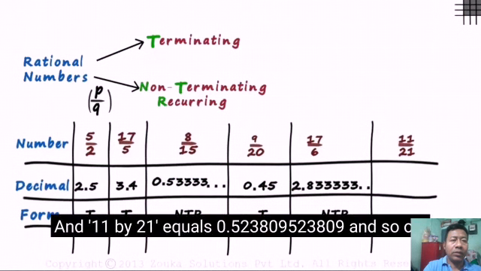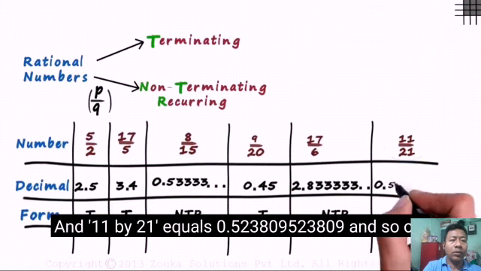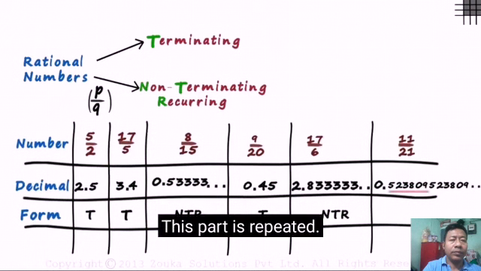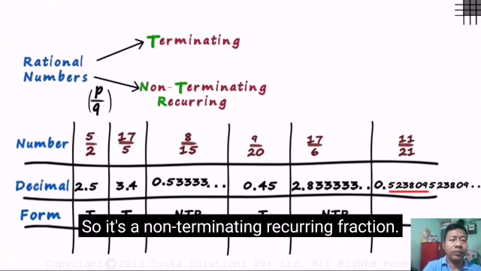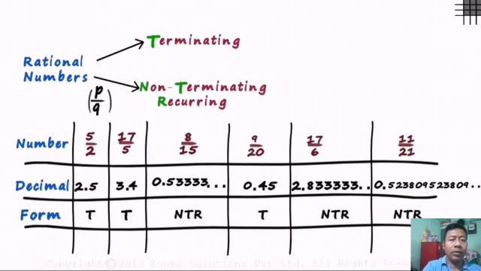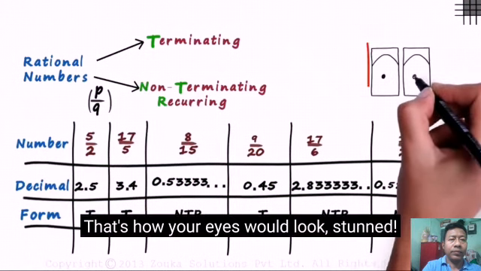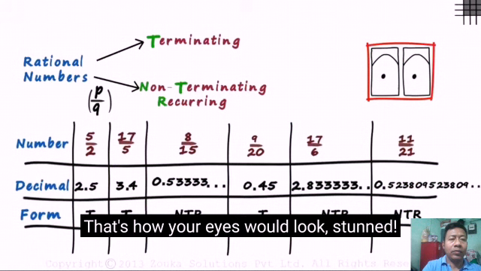Let's look at the last decimal, 11 by 21, which is equal to 0.523809523809. Here 523809 is repeated again and again. It is non-terminating recurring. Imagine trying to do all of this without a calculator. This is how our eyes would look, stunned.